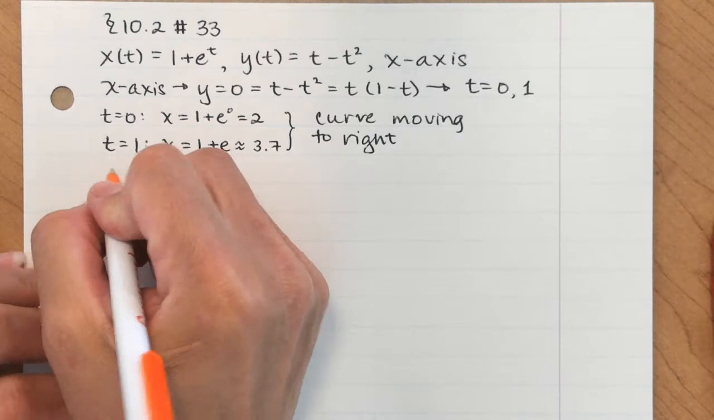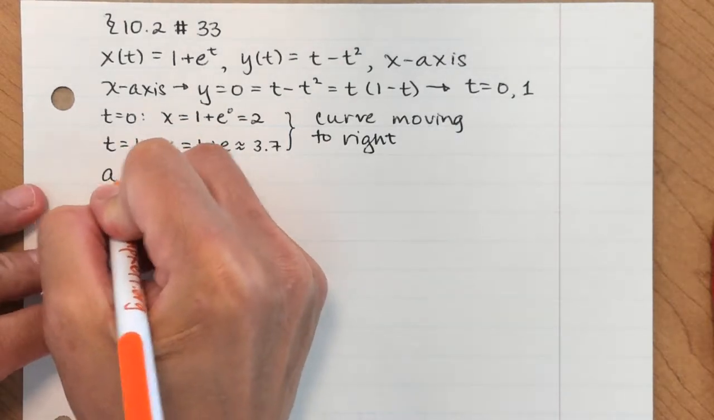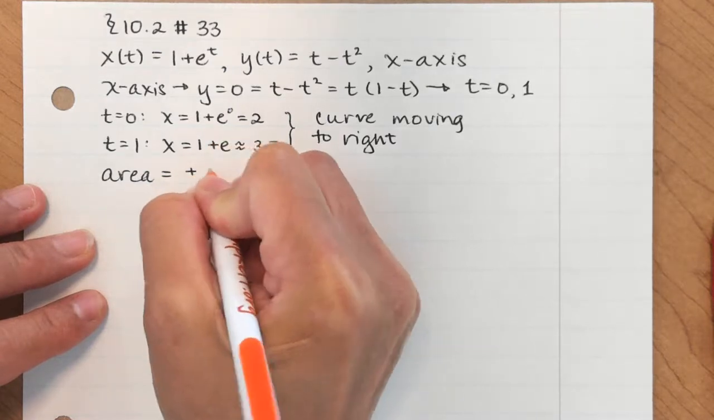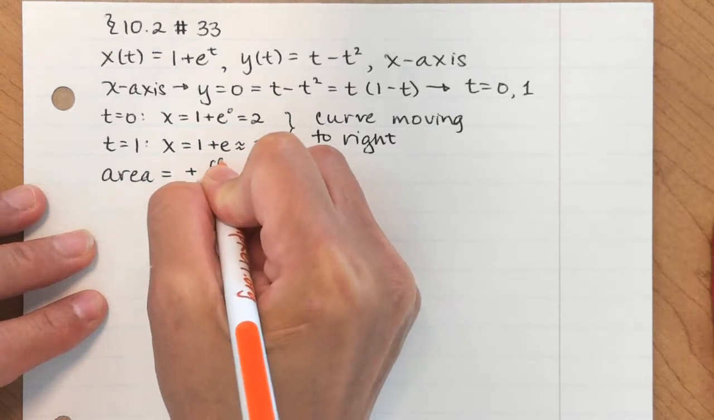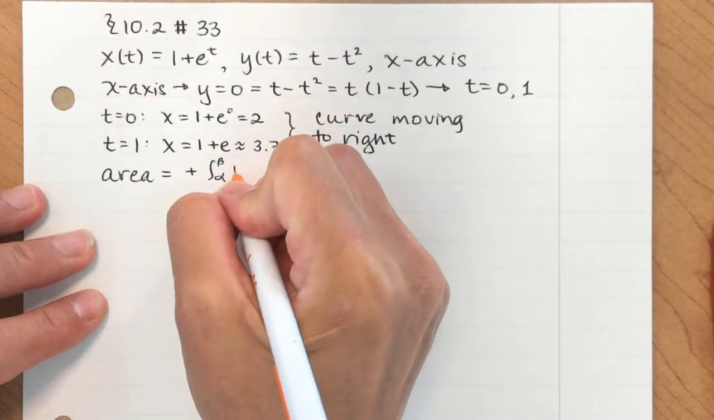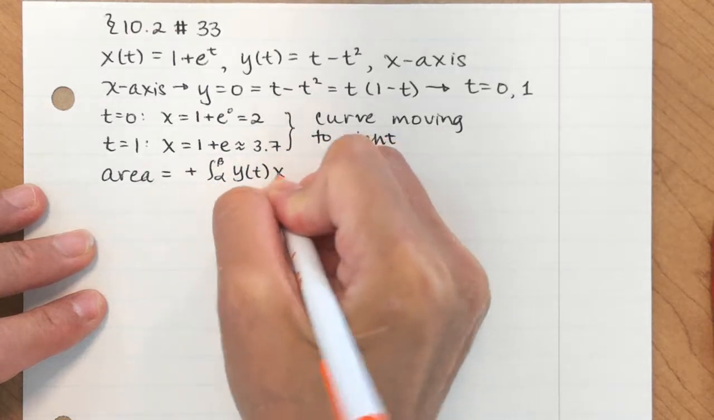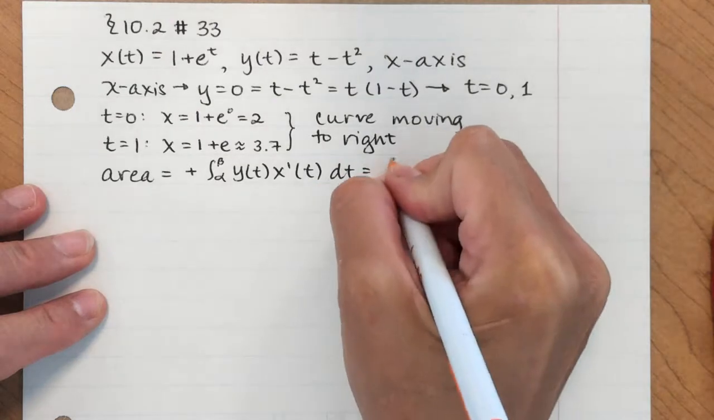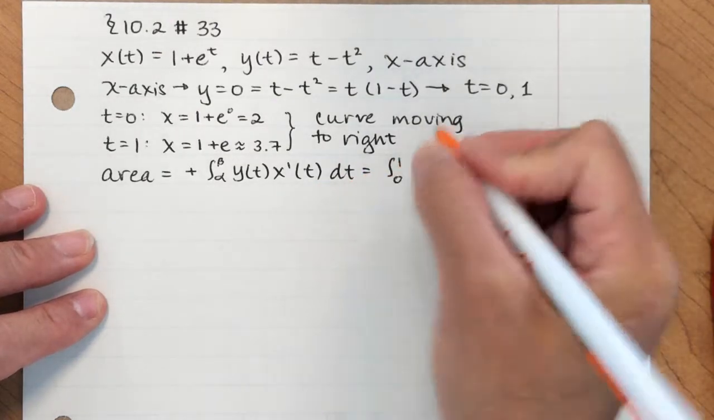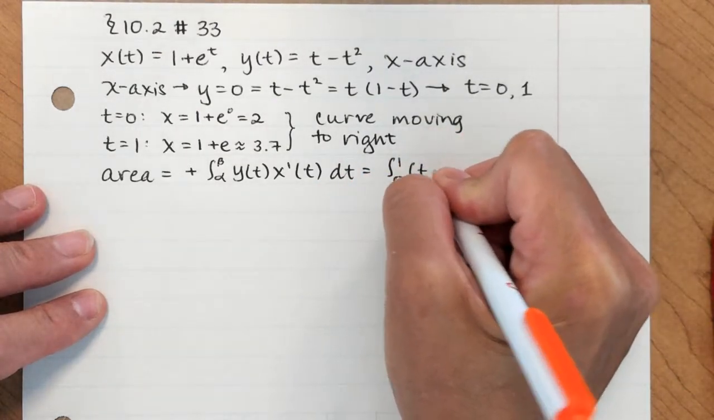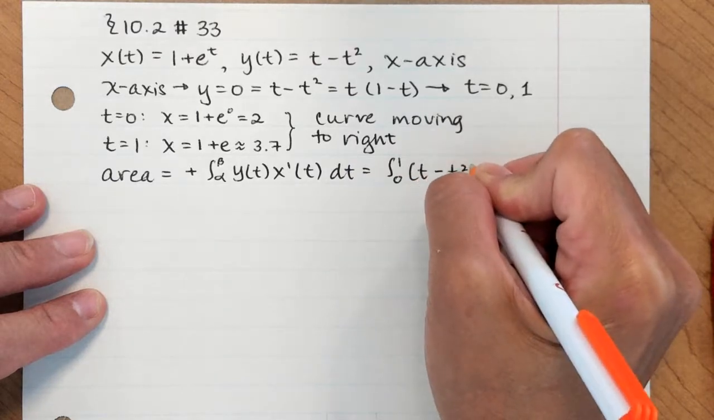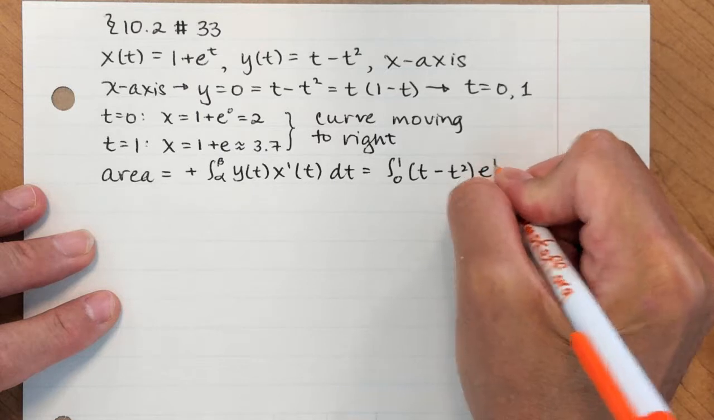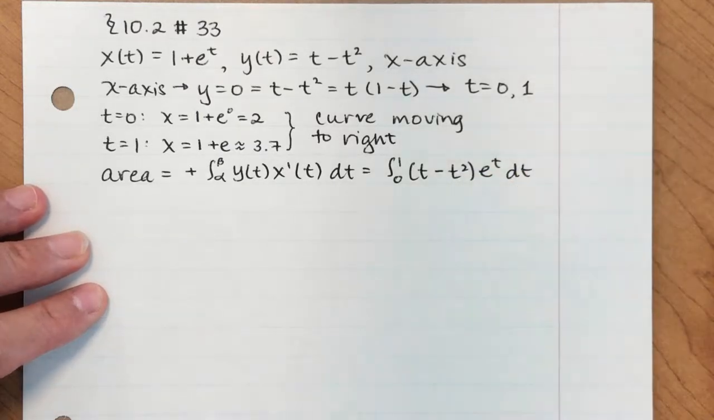So the area of the bounded region, the formula is the positive integral from alpha to beta, my t values, of y of t, x prime of t dt. So the integral from t is 0 to t is 1 of t minus t squared times x prime of t, which is e to the t dt.